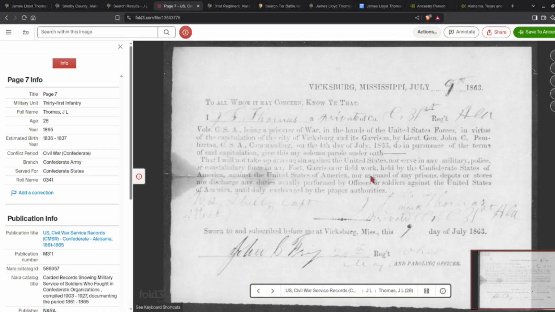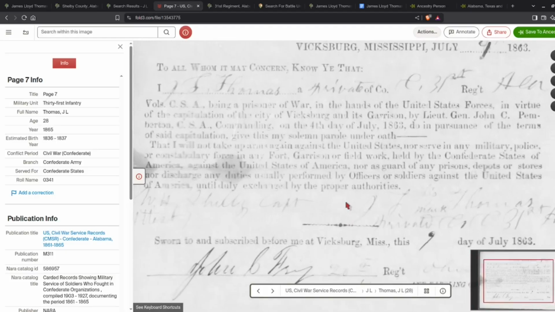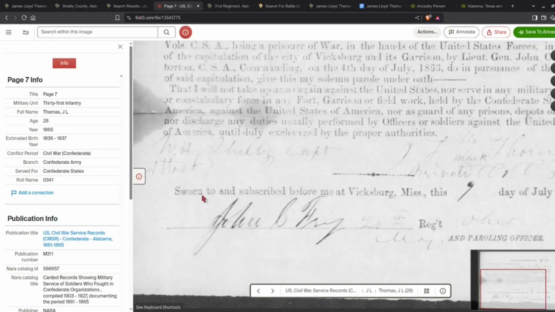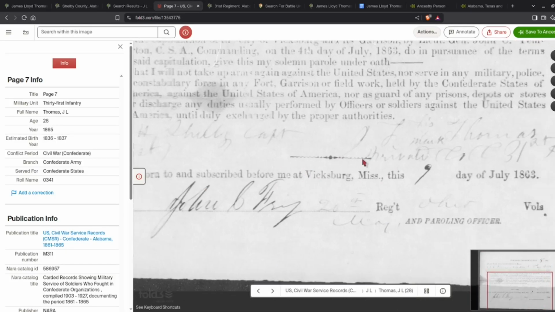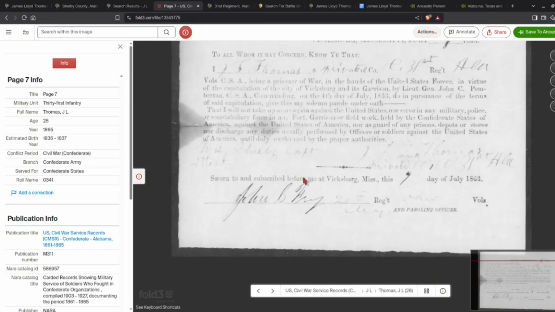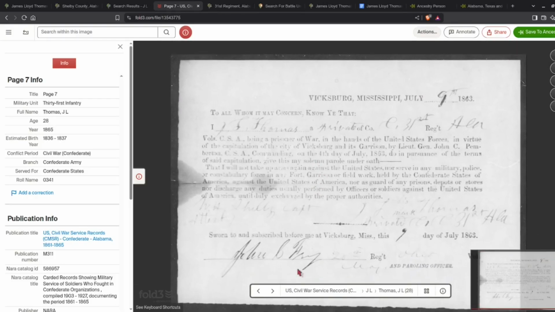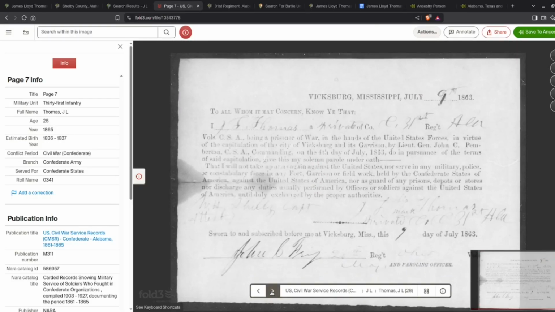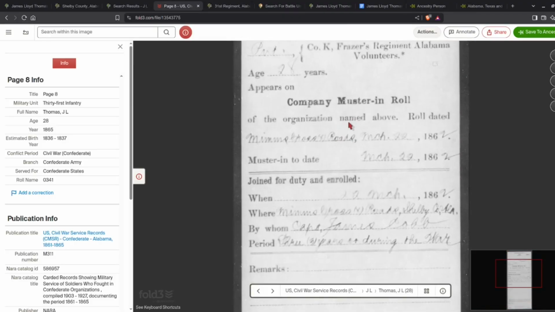All right, so this is again part of the prisoner of war record. He was captured at Vicksburg on July 9th, 1863. And it says J.L. Thomas, private, Company C, 31st Alabama. It gives his captain's name and the date. Okay, so he was captured at Vicksburg. All right, let's see what this says.